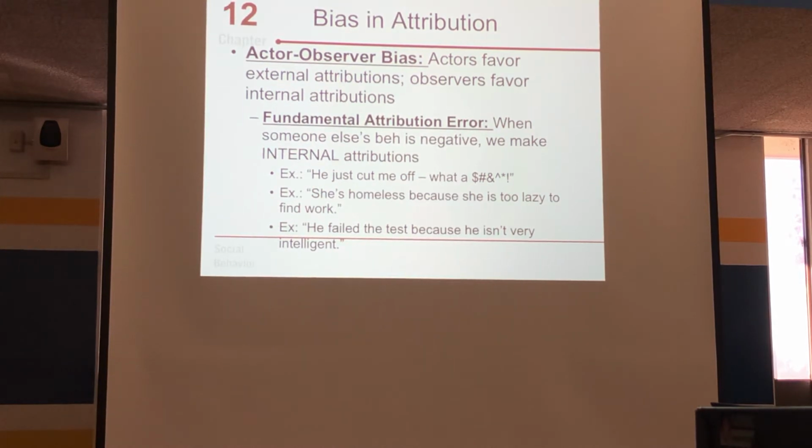So if you're the actor and it's negative, what are you gonna blame? The situation. External, right? The environment. Situational. If you're the observer and you watch someone else in a negative situation, what are you going to blame? You're going to blame them. Fundamental attribution. You're going to blame internal factors. Got it? That's all actor-observer biases.